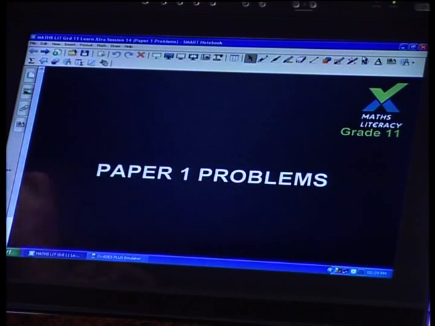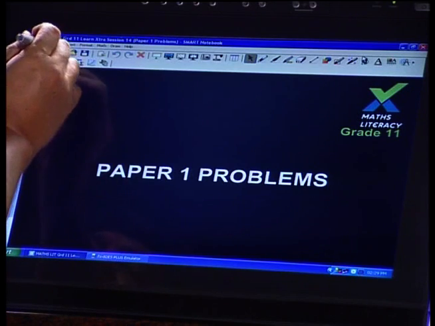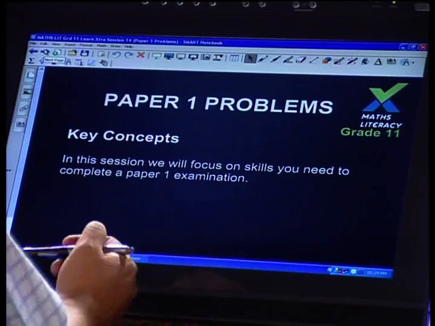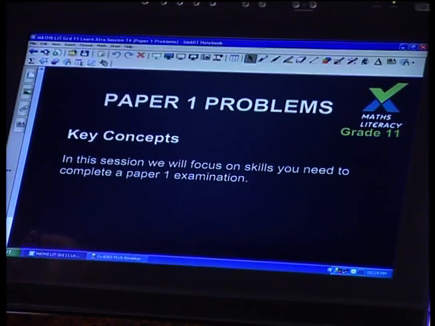Okay, having said that, let's look at today's subject. So it's paper 1 problems, and we're going to look at all the different kinds of questions that you could find in a paper 1. In this session, we're going to focus on the skills you need to complete a paper 1 examination. Do you know how to calculate a percentage? Do you know how to draw a graph? Do you know how to calculate the area or the volume? In paper 2, we come up with huge problems that you've got to solve using the skills. But we'll worry about paper 2 in another series. Let's just focus on paper 1.